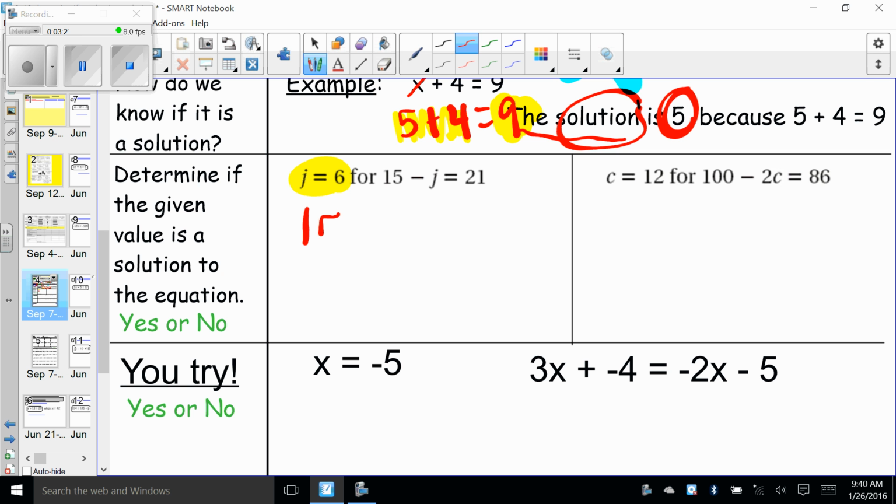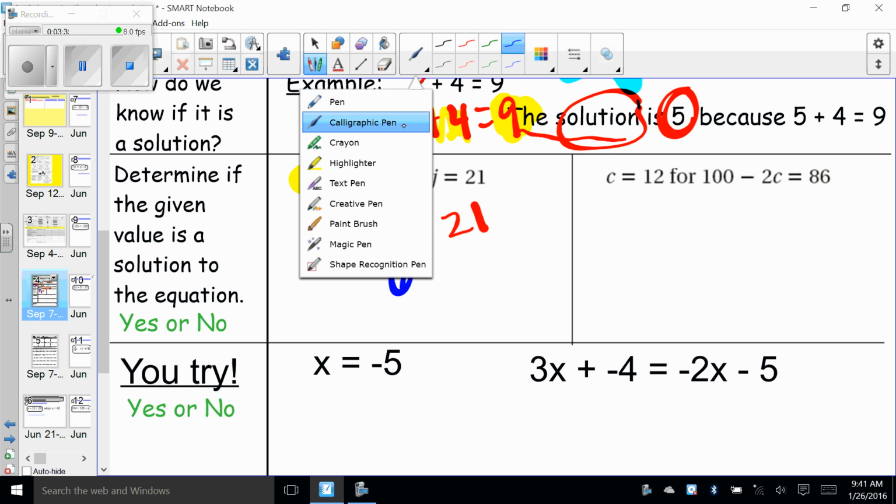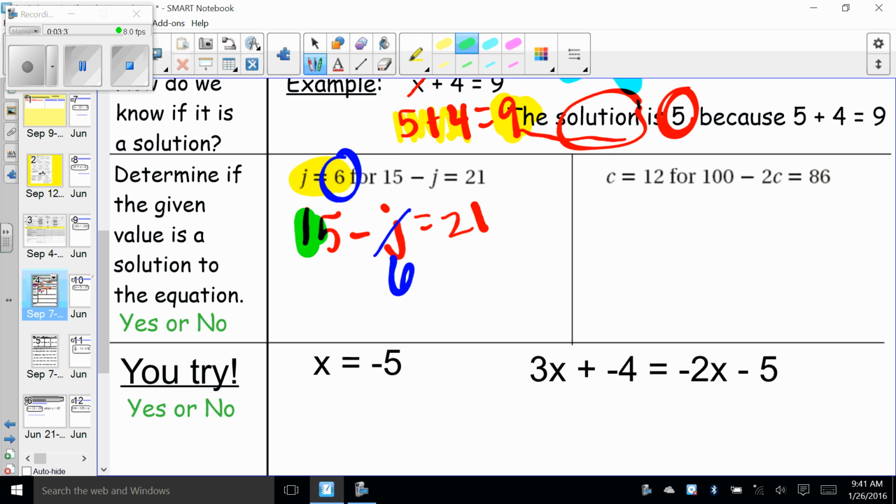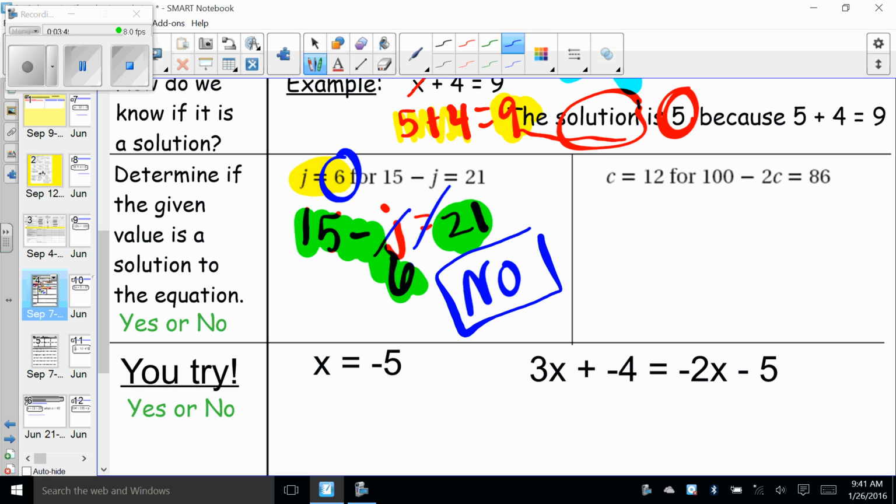So the equation that we have is this. And I'm going to use substitution. I'm going to put a 6 in the j spot. So I'm going to replace that with a 6. Then I'm going to ask myself, is it true that 15 minus 6, is that the same as 21? Is it true that 15 minus 6 equals 21? You should be saying no. That's not true. So 6 is not the solution to that equation. So no.